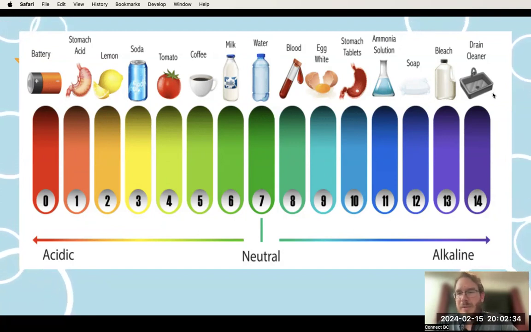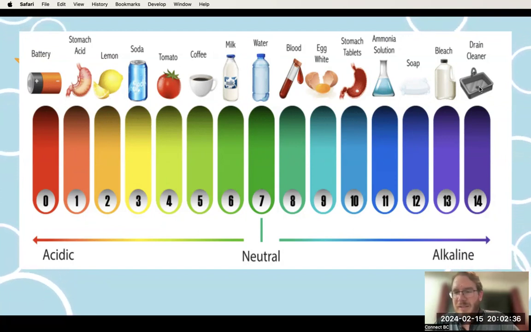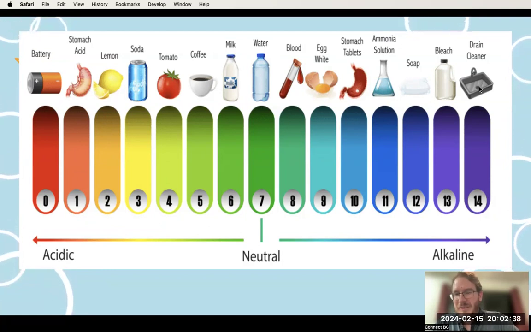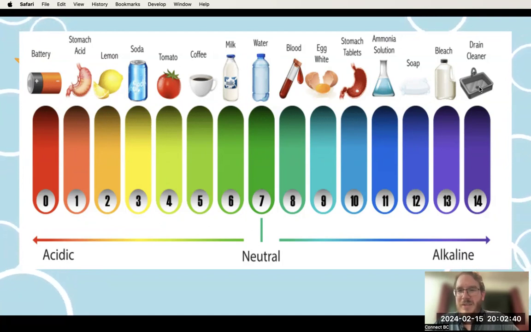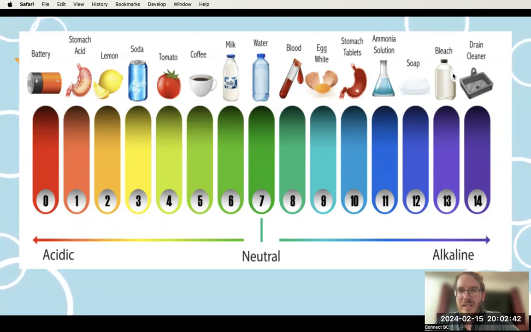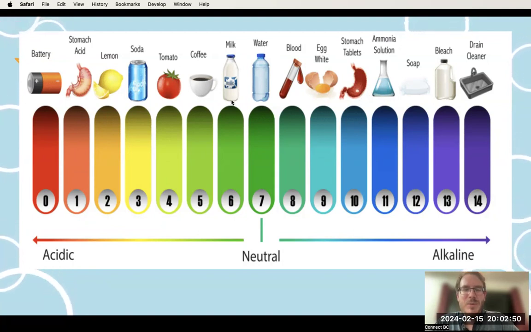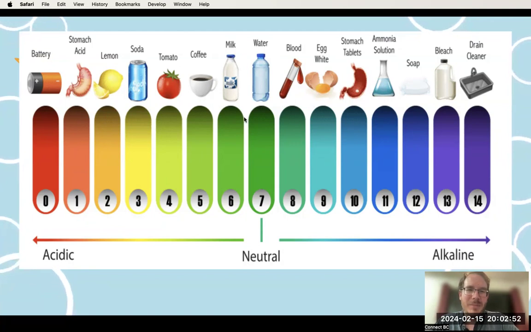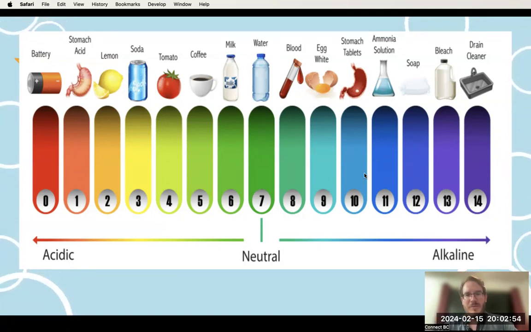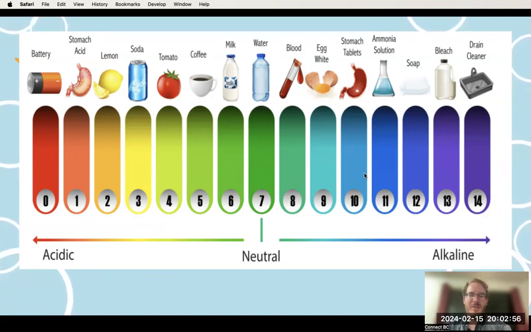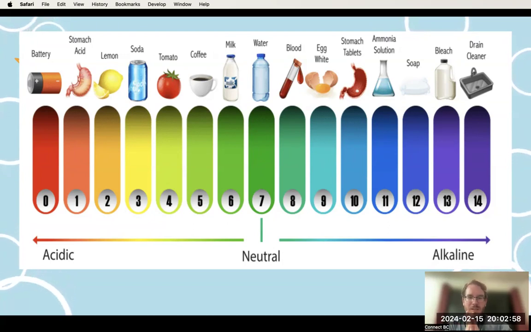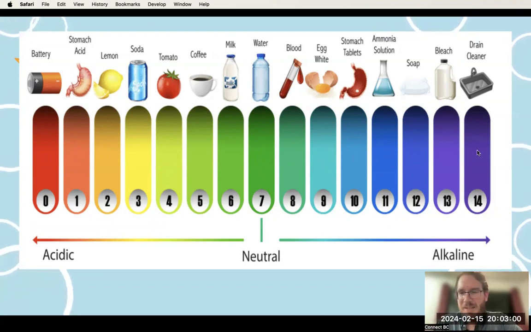Whereas on the other side, we basically have drain cleaners. They're really corrosive, so they're really good at getting rid of gunk and cleaning things. We've got drain cleaner, bleach, soap, antacids for your stomach, because if it's too acidic, we add a base to neutralize things out. And then more normal things in the middle, like blood, egg white, milk, coffee, that sort of stuff. So it gives you a perspective of the pH scale and how it works and how water is nice and neutral, happy sitting in the middle.